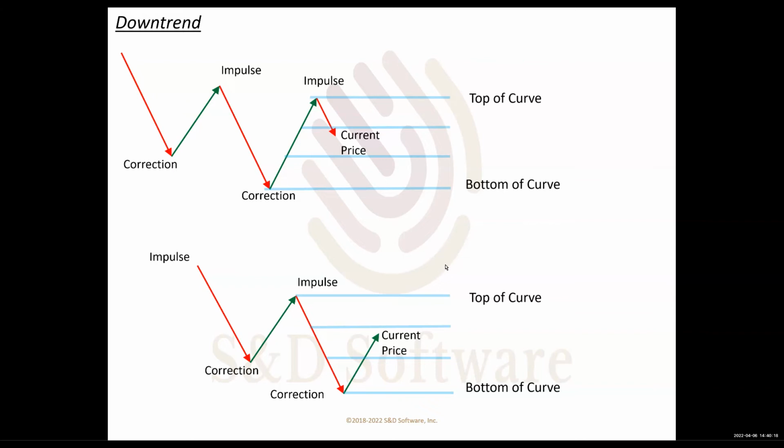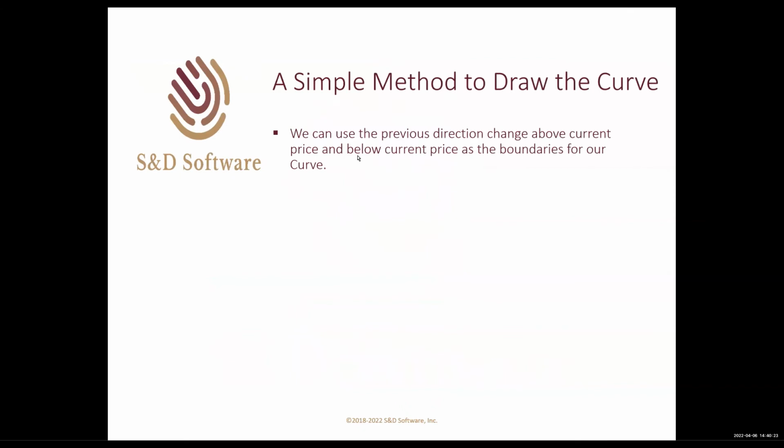So how are we going to find this curve? How are we going to draw this curve? Well, as I've said before, we're looking for the last 2 changes in direction we had, the last 2 points where we had an impulse move change to a corrective move or vice versa. And we're going to use those as the boundaries for our curve.